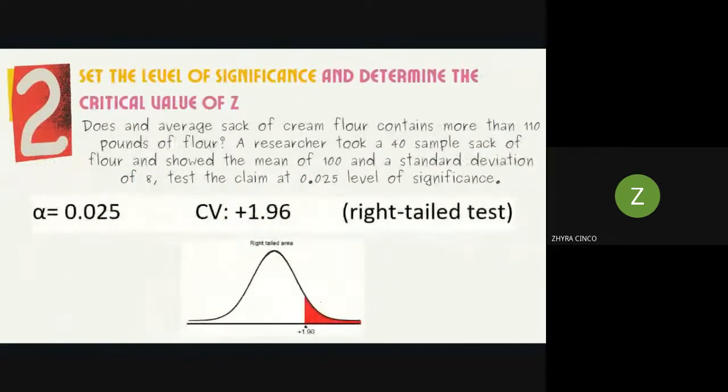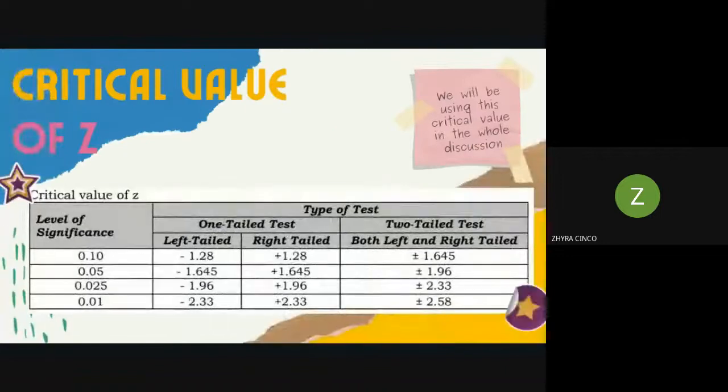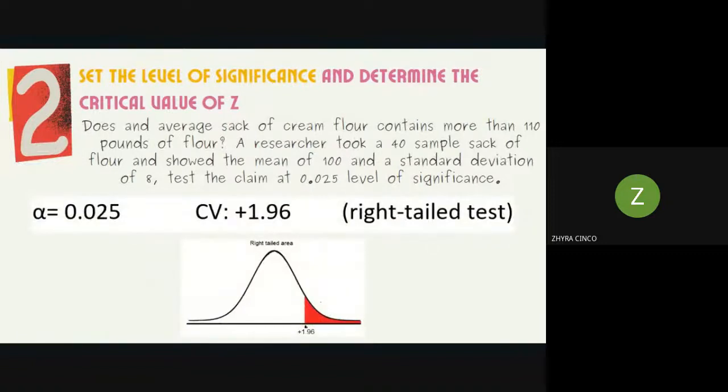Second, set the level of significance and determine the critical value of Z. It is given here that we should test our claim at the 0.05 level of significance. So we will be checking if our critical value is right. It's shown here that 0.05 in a right-tailed test is 1.96. So it will fall into this right rejection region.